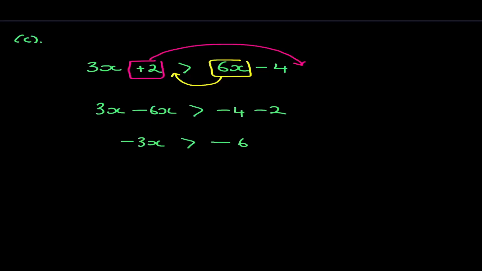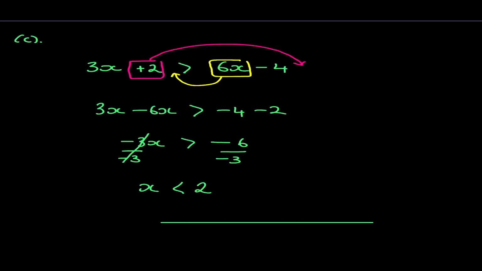Beautiful. Final step, divide both sides by negative 3. Remember, when we divide, the inequality flips. Neg 6 divided by neg 3 is positive 2. So x is less than or equal to positive 2.